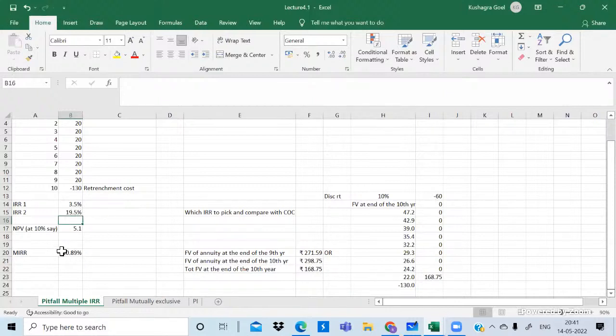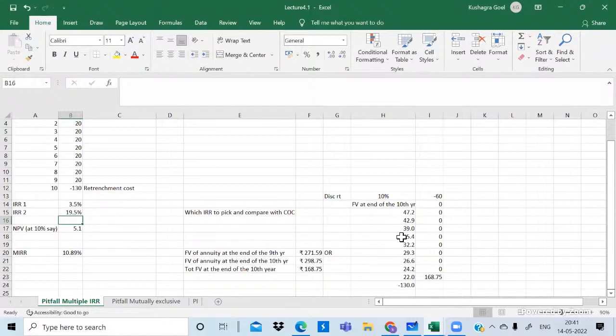So what I do is I switch over to MIRR. I get only one MIRR, which is 10.89%. Cost is 10%. Sorry, I said I'll reject the project, I'll accept the project. Return is 10.89, cost is 10%, return is more than the cost, so I will accept the project.